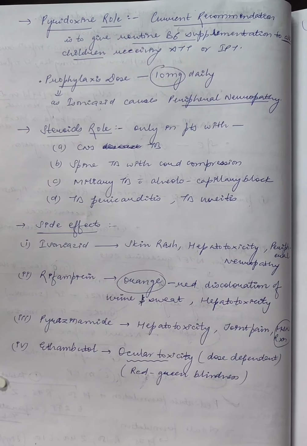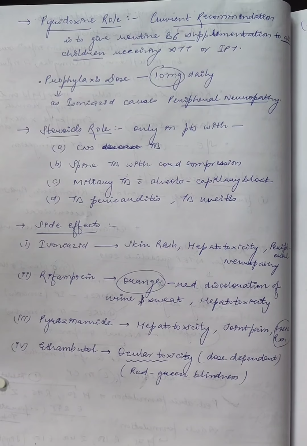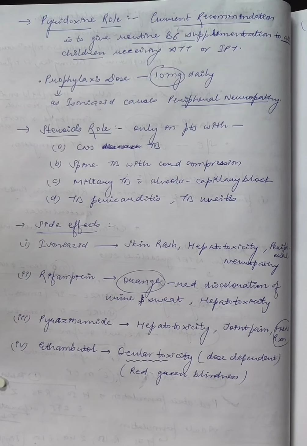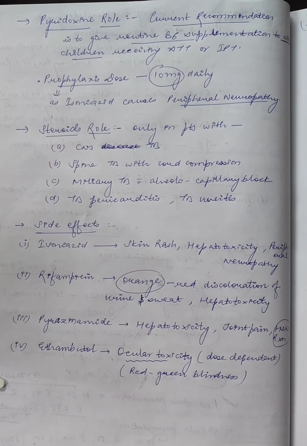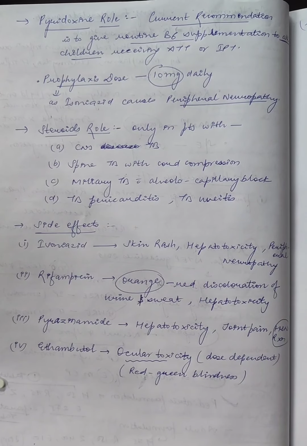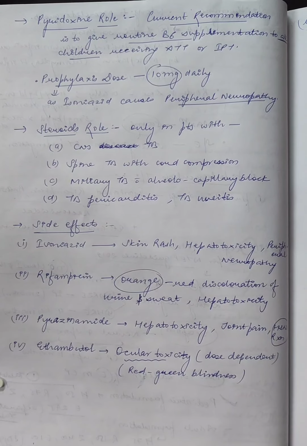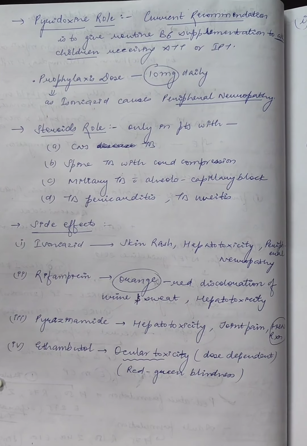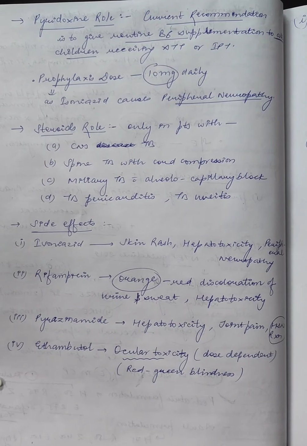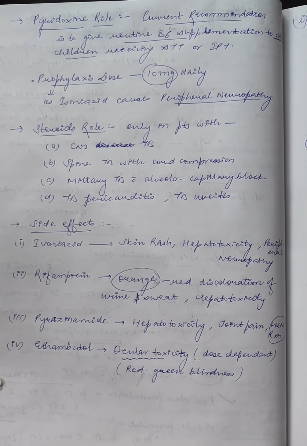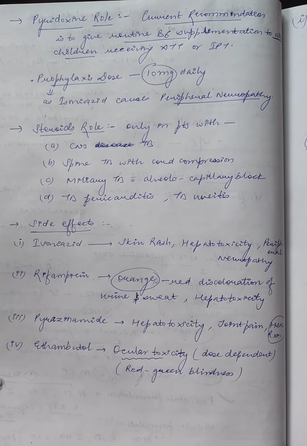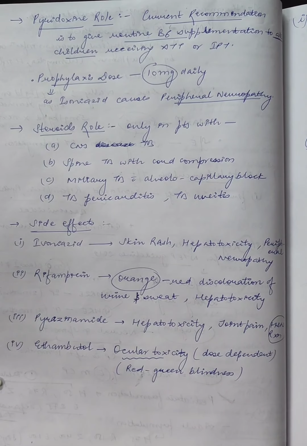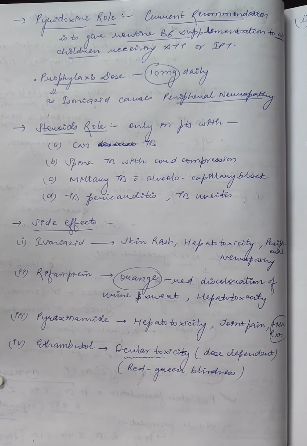Now we are going to talk about the pyridoxine role and steroid role. Pyridoxine: as per current recommendation, routine B6 supplementation is to be given to all the children who are receiving ATT or IPT. The prophylaxis dose is 10 mg daily because isoniazid can cause peripheral neuropathy. The steroid role is limited to patients with CNS TB, spine TB, miliary TB, TB pericarditis or TB uveitis. Next are side effects.